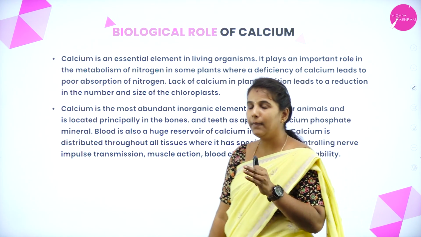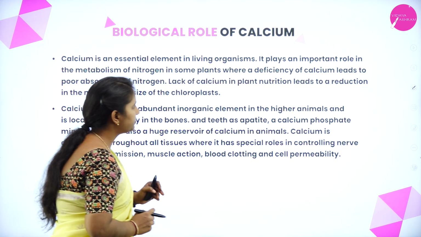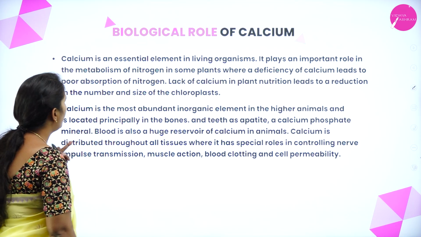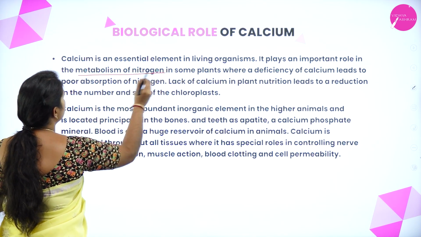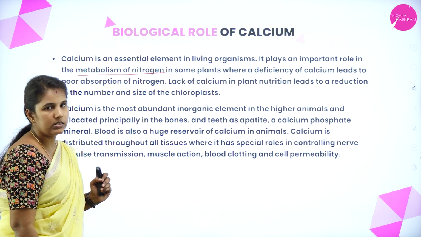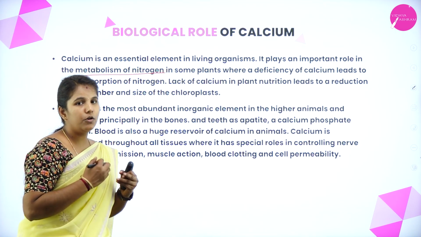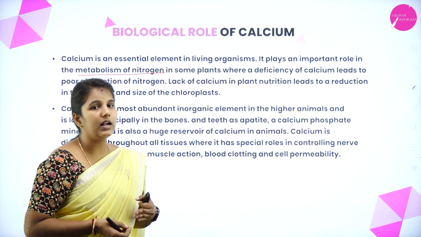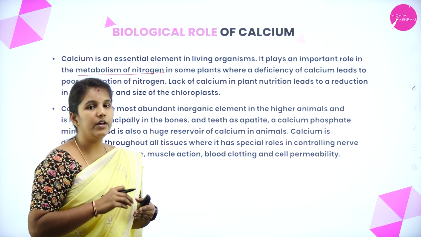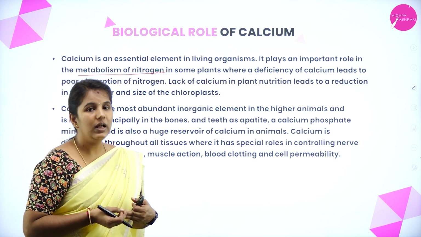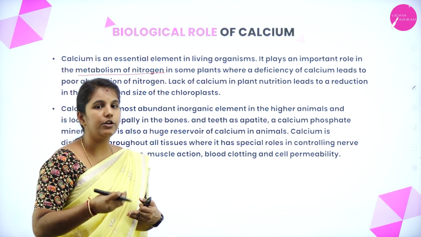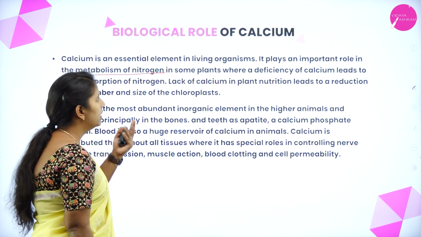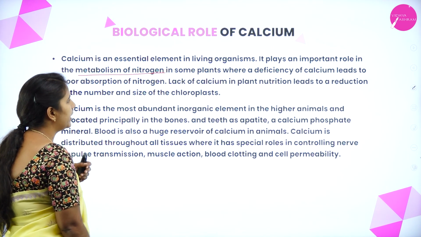Next, we will see the biological role of calcium. Calcium is an essential element in living systems which plays a very important role in the metabolism of nitrogen in plants. We know that nitrogen is available in the air, but it cannot be directly utilized by plants. So, some root bacteria convert atmospheric nitrogen into nitrates that can be utilized by the green plant. During that process, calcium plays a very important role.